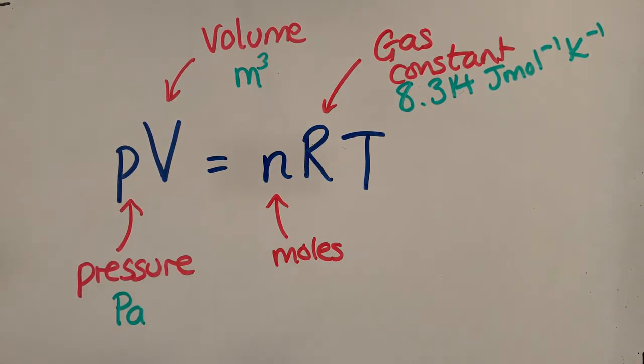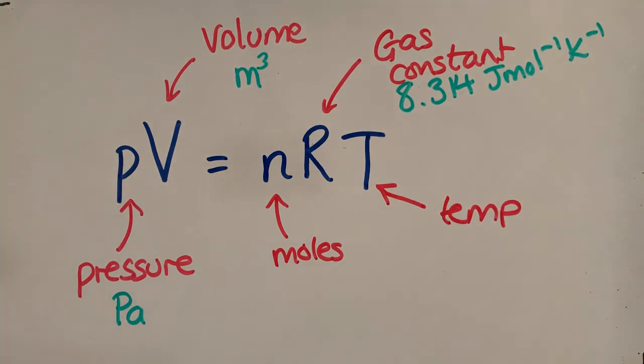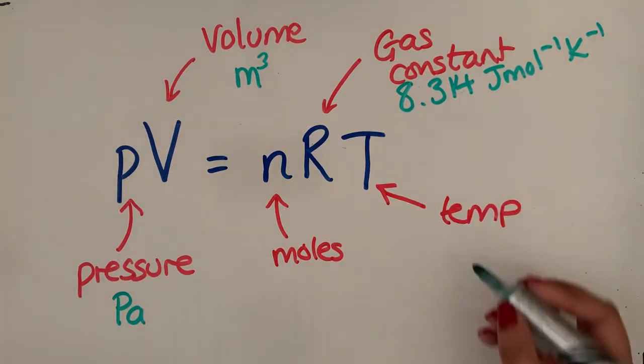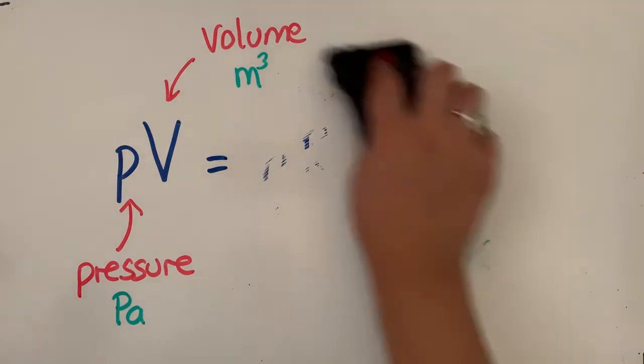And last but not least, capital T in chemistry stands for temperature, and the temperature units that we must use are Kelvin. You should have come across the Kelvin temperature scale before, and that's what we must use for our temperature in PV equals nRT. I'm just going to go over some of the common unit conversions that we need to know for these. Let's cover pressure first.